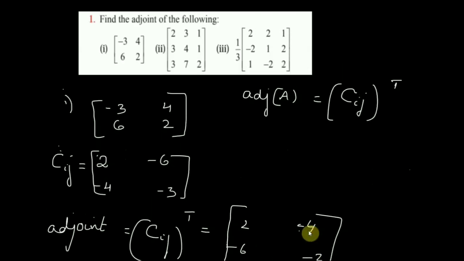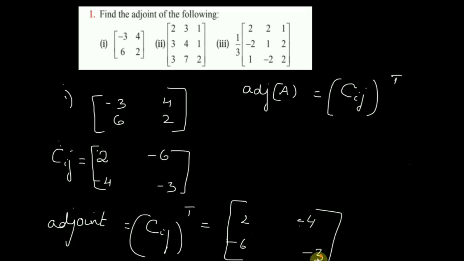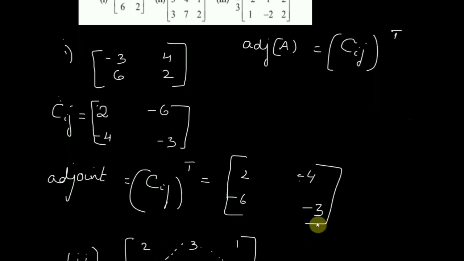There is a shortcut way to find the adjoint. You need not do this step. You need not find the cofactor at all. This is the principal diagonal. Interchange these two numbers, so you get 2 and here minus 3. Then for these two numbers, the other diagonal, change the sign. So this will become minus 4 and this will become minus 6.